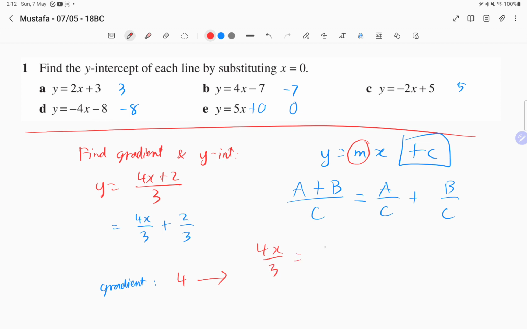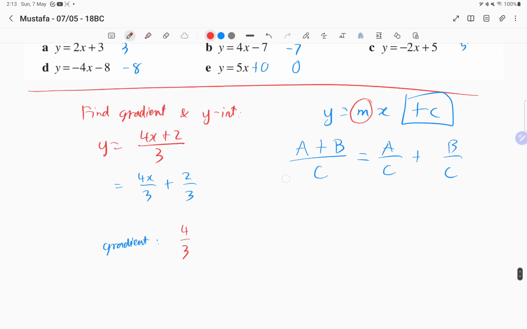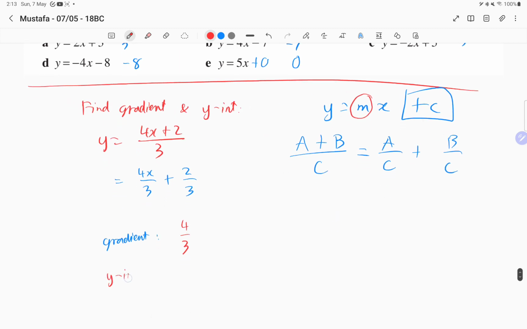Now the trick is to realize that this is the same as 4 over 3 times x. Because when you multiply by a whole number, it is just multiplied to the top only. So it's 4 over 3. Okay, so the gradient is 4 over 3. If you didn't know how to split this up, you have to find 2 points, do rise over run, and do a bunch of calculations. But if you know how to split that up, you instantly get the answer. And then what's the y-intercept? It's 2 over 3. That's right. Much easier, right?